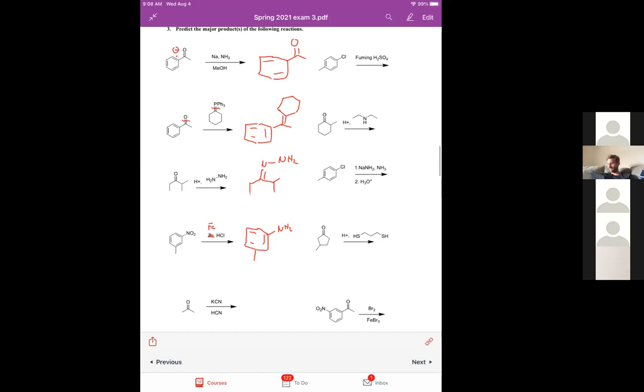Our KCN is going to act as a nucleophile. HCN can protonate. Either of those steps can kind of happen in any order. I'll draw it attacking first. And then you'd protonate, get an OH, C triple bond N. Pretty straightforward, essentially the same thing as a Grignard.